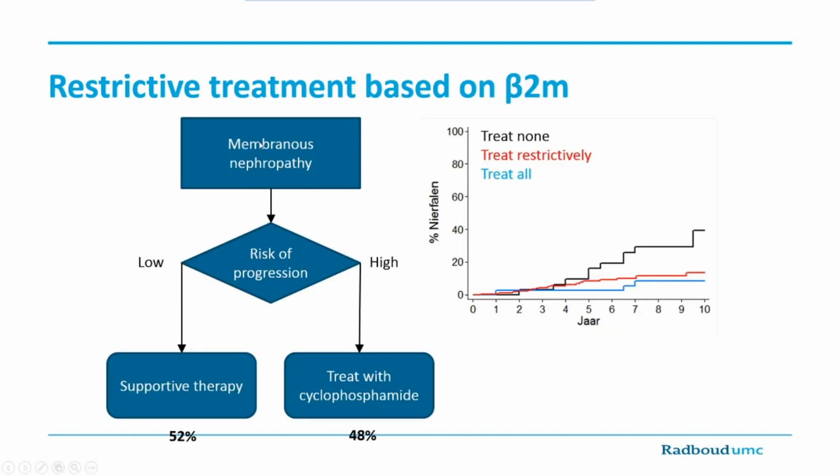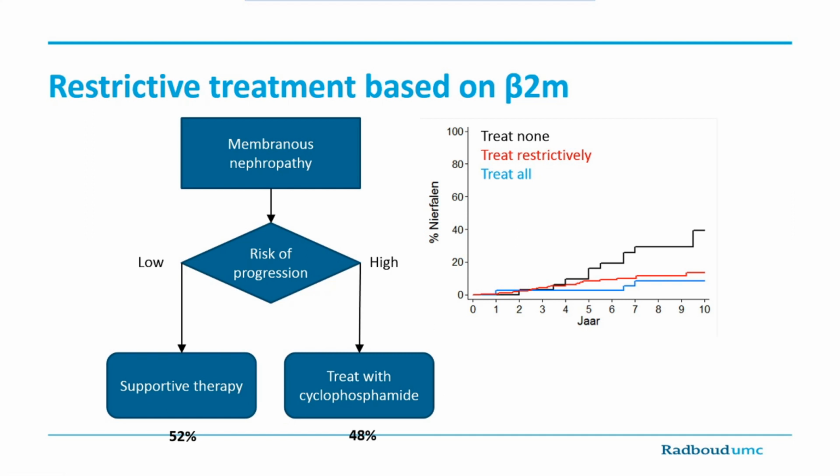So based on this, we at Radboud UMC created a restrictive therapeutic regimen based on beta-2 microglobulin, where people are diagnosed with membranous nephropathy. We determine the risk of progression, and then for the low-risk patients, we give supportive therapy, which is blood pressure monitoring and watchful waiting. And the high-risk patients we treated with cyclophosphamide.